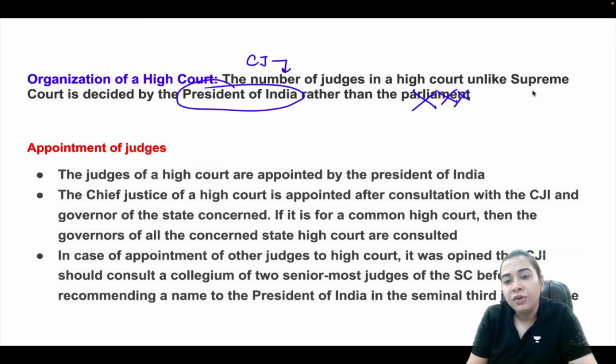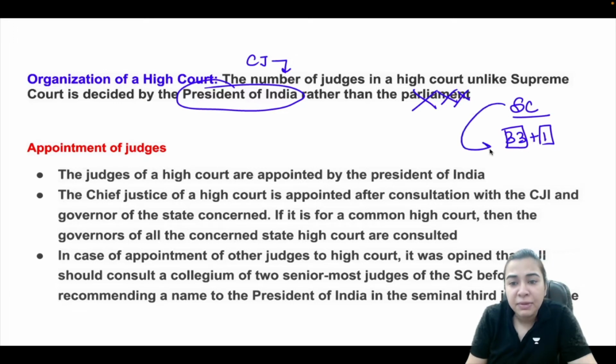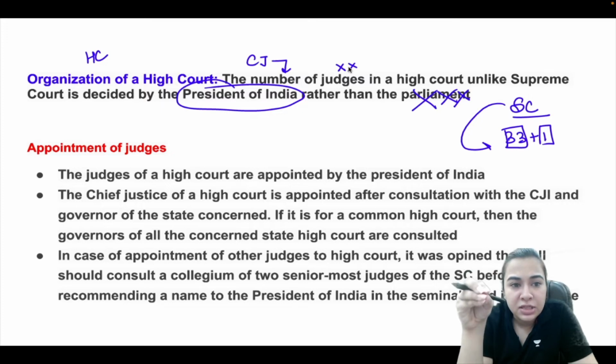For example, we all know that in the Supreme Court of India, we currently have 33 plus 1 judges. That means we have 1 Chief Justice and 33 other justices. This has been mentioned in the Constitution. However, in the case of the High Court, the number of judges has not been mentioned at all.